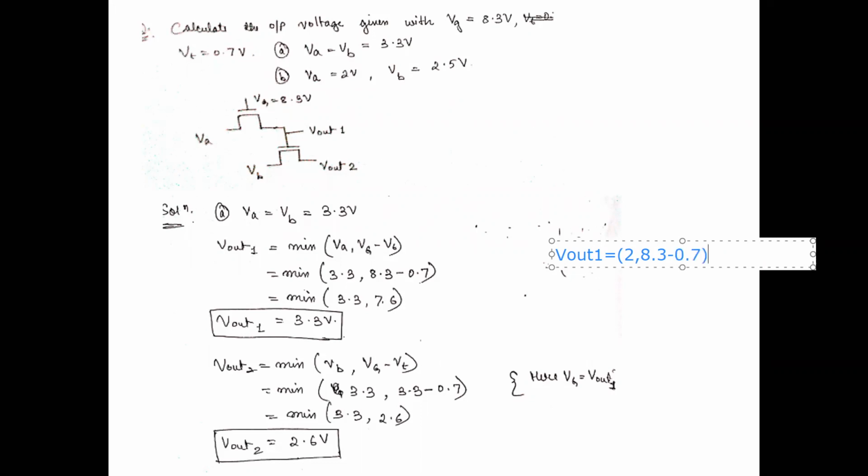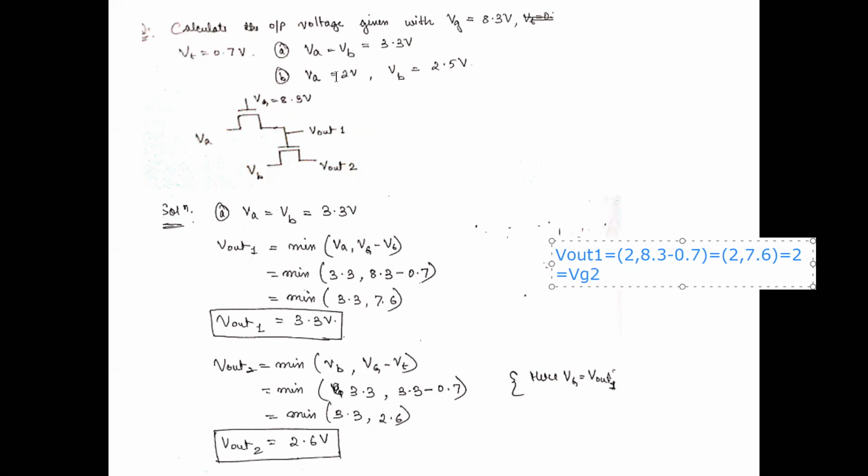0.7. So what is the answer? This is going to be 2, comma 7.6. So now 2, comma 7.6. So it is a minimum value. This 2 is nothing but what? 2 is nothing but VG2. This is nothing but VG2.